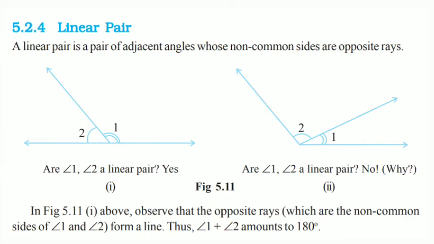Linear pair. A linear pair is a pair of adjacent angles whose non-common sides are opposite rays, and the sum of the two angles must be 180 degrees. At that time we can say those angles are a linear pair.